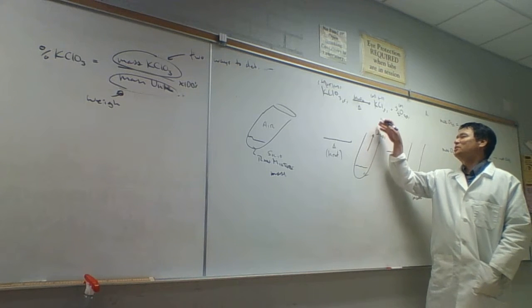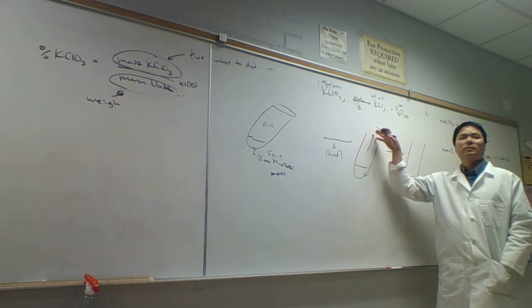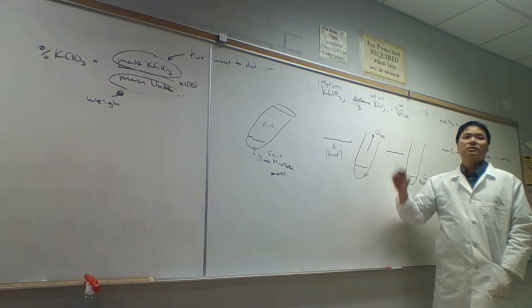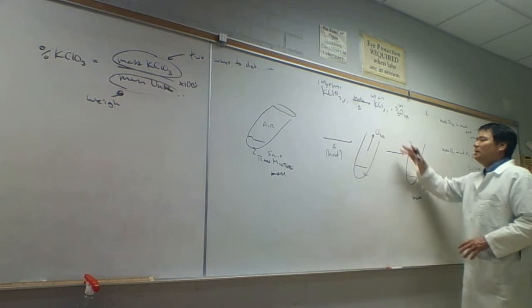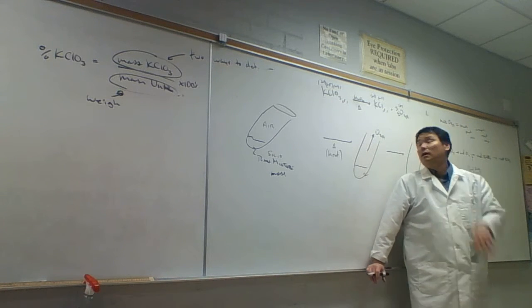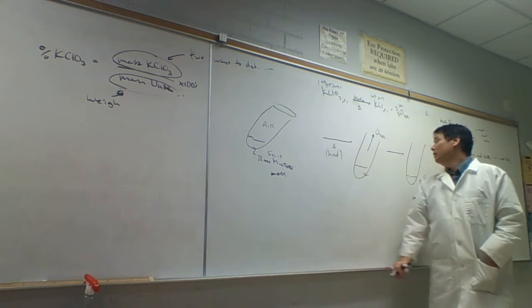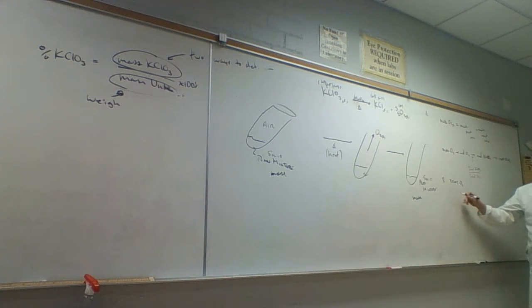Rather than letting this oxygen escape into the lab, you know what we're going to do? We're going to trap the oxygen. If we trap the O2, we are going to measure the pressure, the volume, and the temperature. And if we know the pressure, volume, and temperature, then we can determine the moles of O2 because it's a gas. It's just equal to PV over RT.